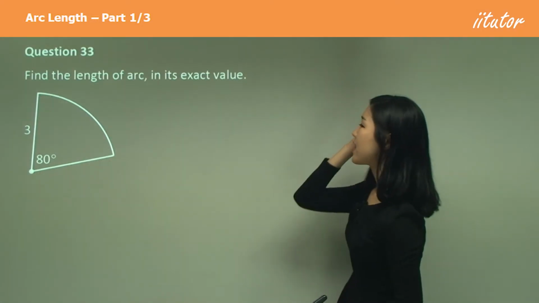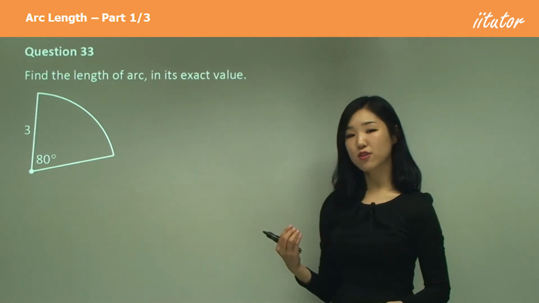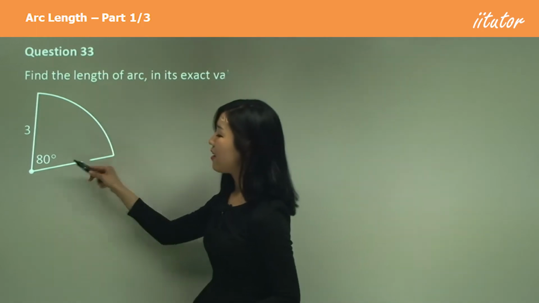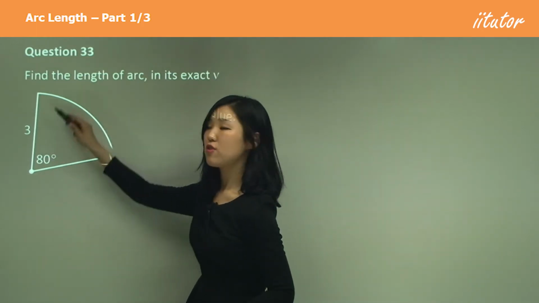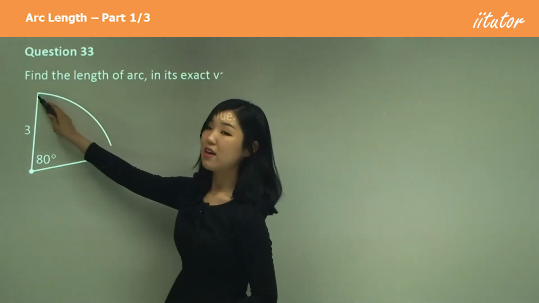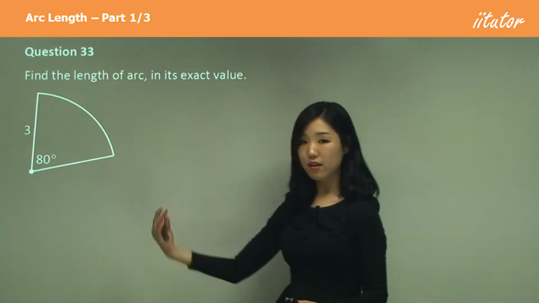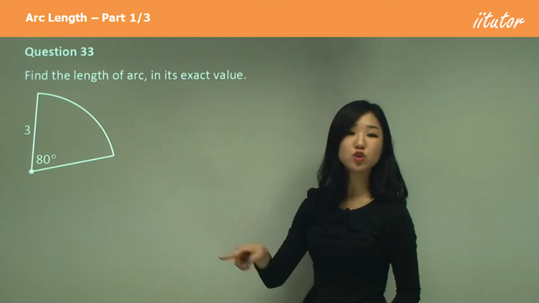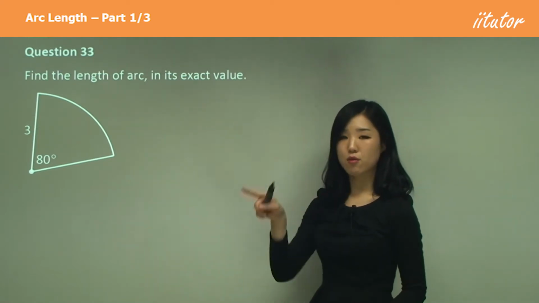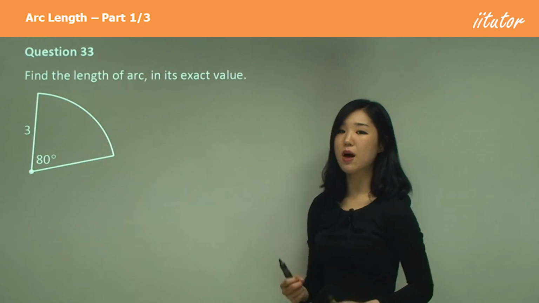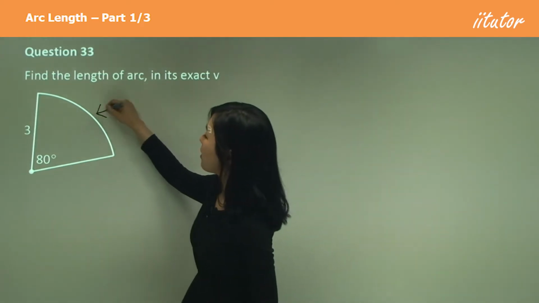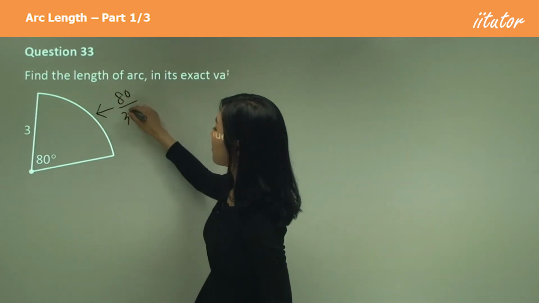Find the length of the arc in its exact value. Now this time they've got to tell you the degree, the angle of that arc. So this sector is 80 degrees. So this arc must also be 80 degrees out of, what's the full circle? The full circle has a revolution, isn't it? So the full circle has a revolution angle sum, which is 360. So the fraction of this arc would be 80 over 360.